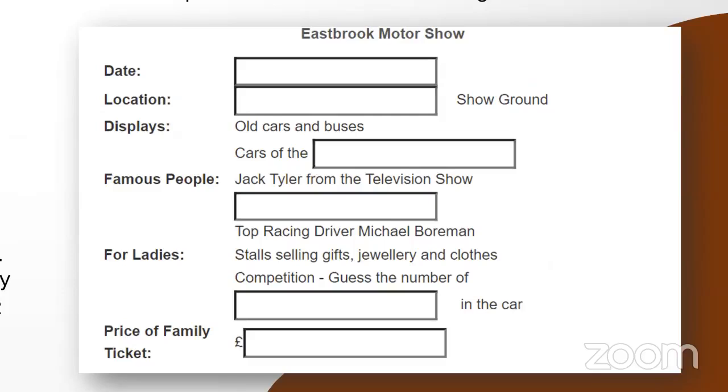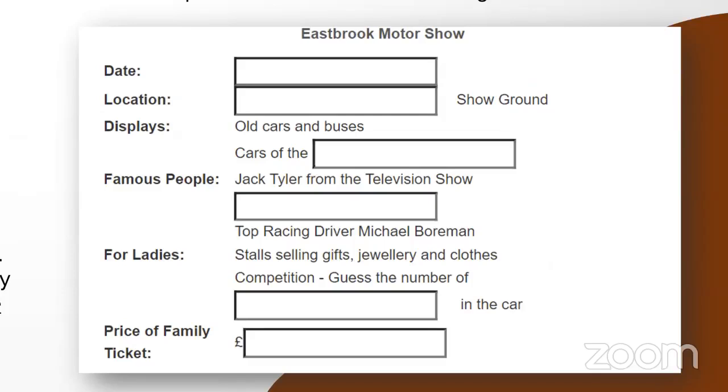Pittsburgh Motor Show. Date, location, displays. View all cars and buses. How do you pronounce letter U? Buses. Exactly. View all cars and buses. Cars of the... and famous people.